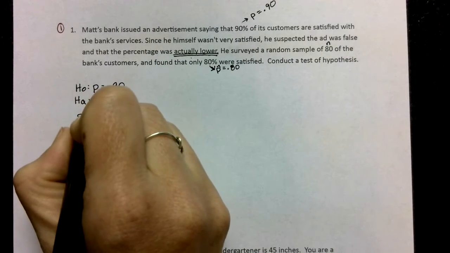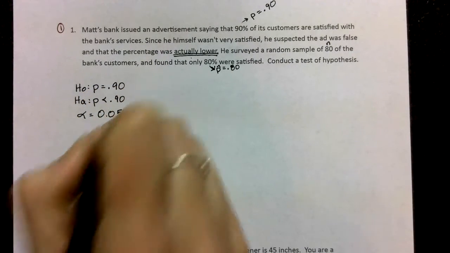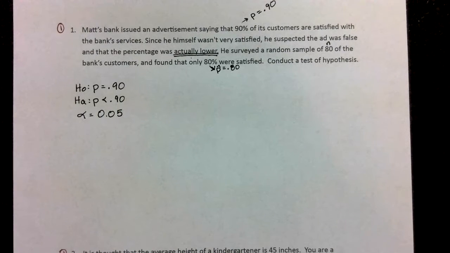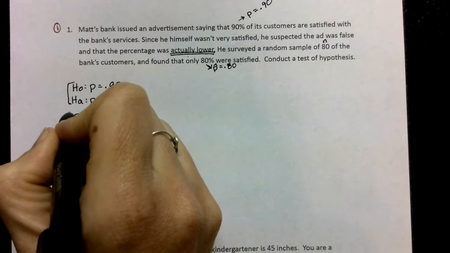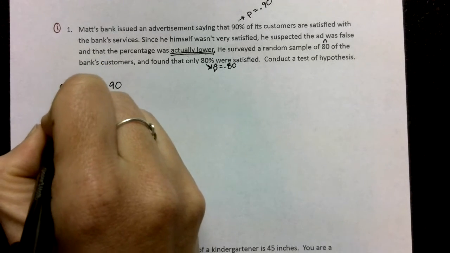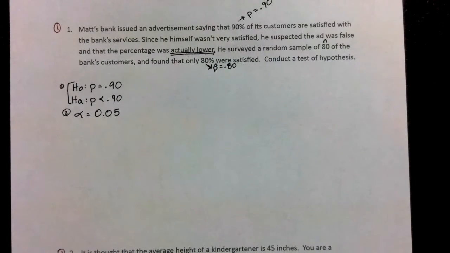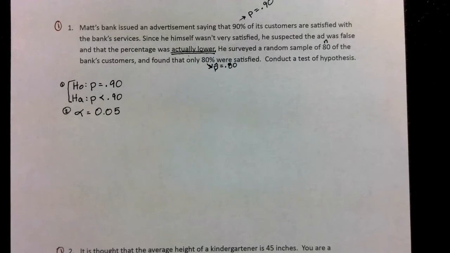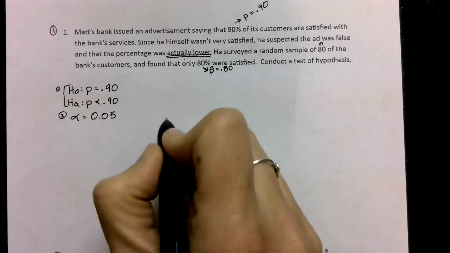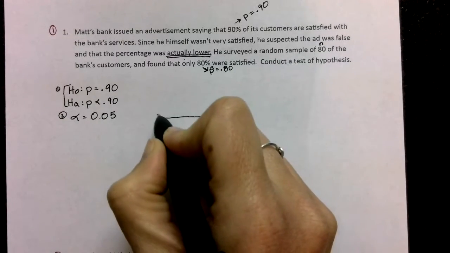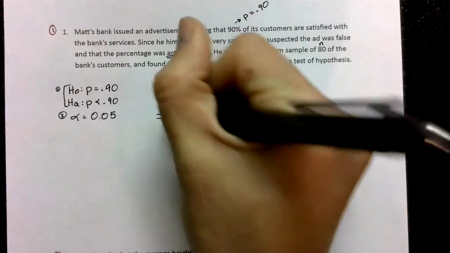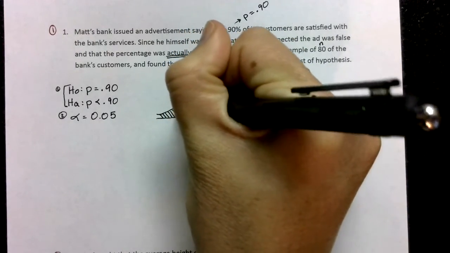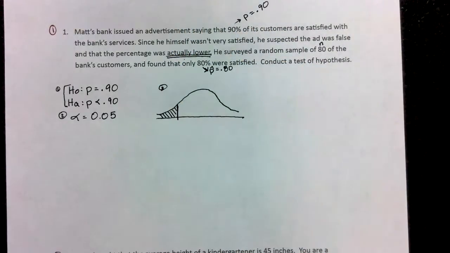For step 2, we have to give our alpha value. Unless they say otherwise, it's always 0.05. So this is step 1, and this is step 2. Step 3, we want to do our test statistic and critical value. For that, I always draw a picture. Because we're doing just a left-tail test, and I know it's left because it is less than, I'm going to have a critical value on the left-hand side. So this picture is part of step 3.